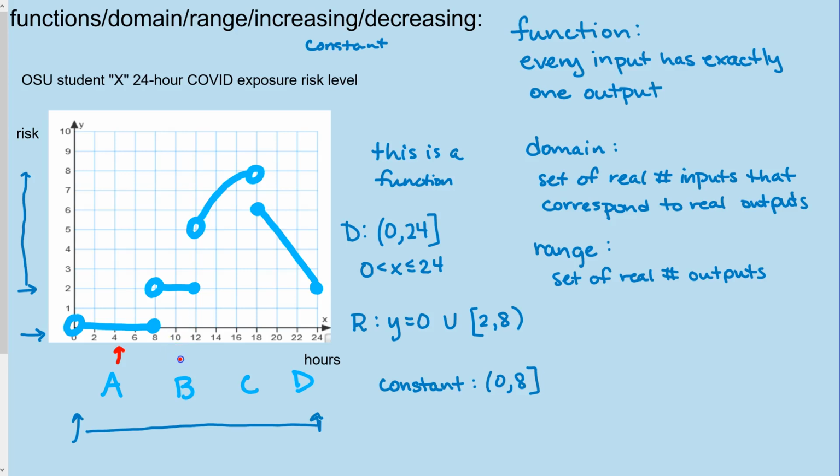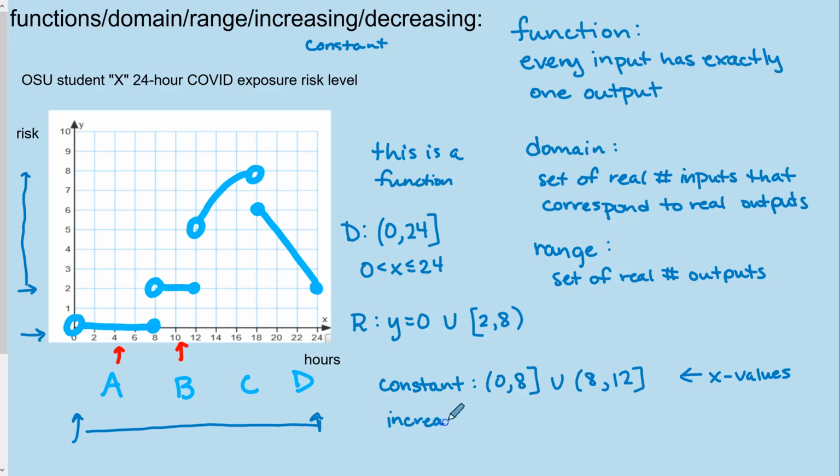Also, on the B section, it's constant again. The y values don't change. They're at a height of 2 the whole time. So it's also constant from x equals 8 to x equals 12, including the 12. Notice I'm only listing x values, not y values. When you describe whether it's constant, increasing, or decreasing, you talk about the x values upon which that is happening.